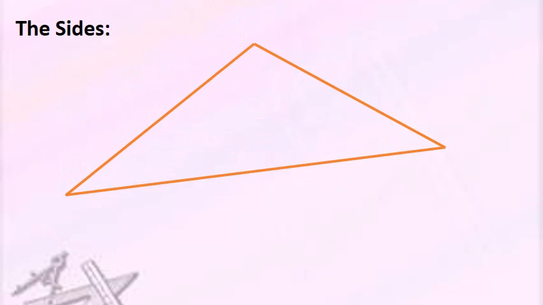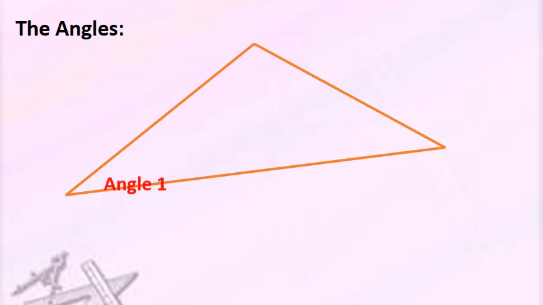So the sides. This is a triangle, this is the first side, side 1, which is over here. This is the first side, all of this we call a side. So this is side 1, this is side 2, and this is side 3.